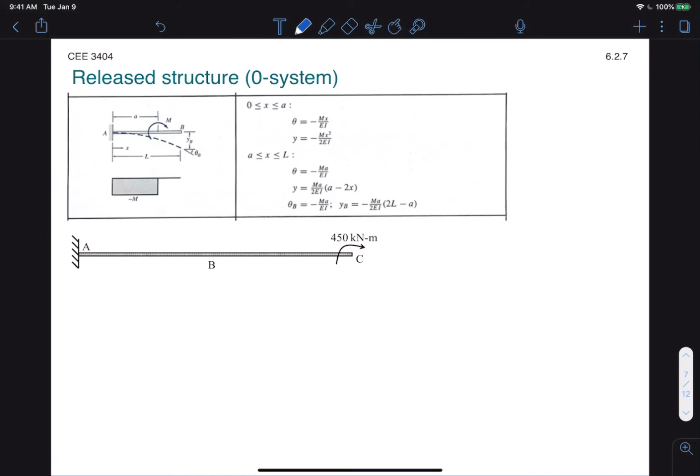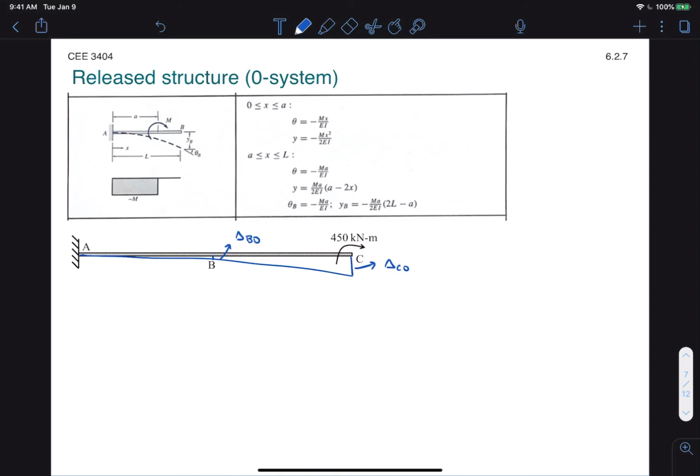Let's start with our zero system. The book likes to call it the release structure because we've released certain constraints. And I've displayed the right table to use here, right? We want a cantilever beam with a moment applied to it. So again, here we want to solve for delta B0 and delta C0. And we can do that using the equations. We just need to make sure our terms are consistent with the table.